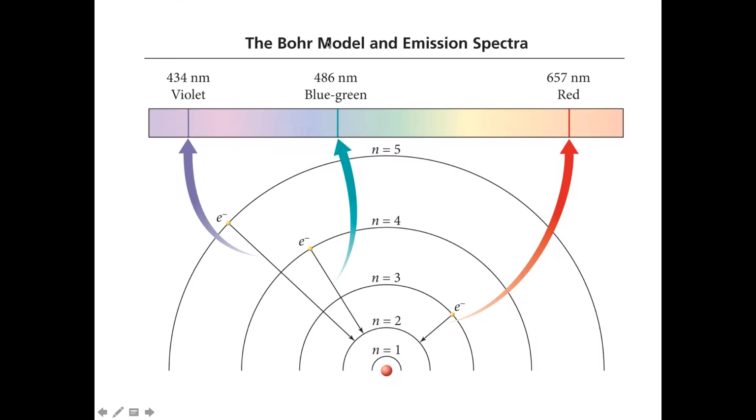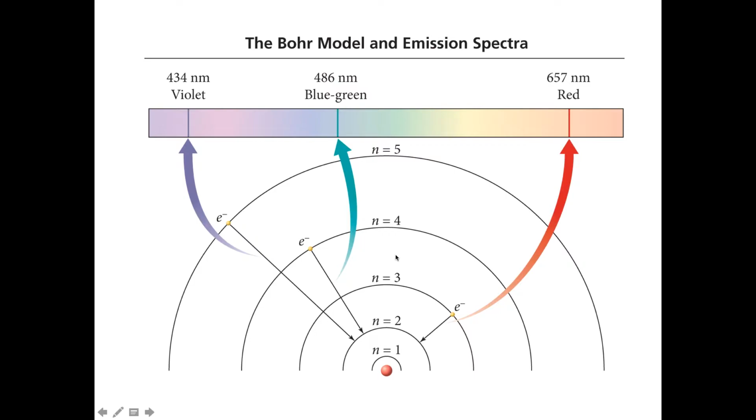This is the Bohr model of an atom. This is the nucleus of the atom. And here's the first shell, n is equal to 1. Here's the second shell, n is equal to 2. The third shell, you see where I'm going with this? 4 and 5. Now, if an electron drops from the third shell to the second shell, it lets off a photon of red light. It lets off some energy in the form of a photon. The wavelength of the photon is 657 nanometers.